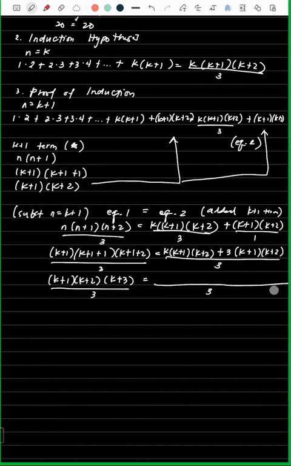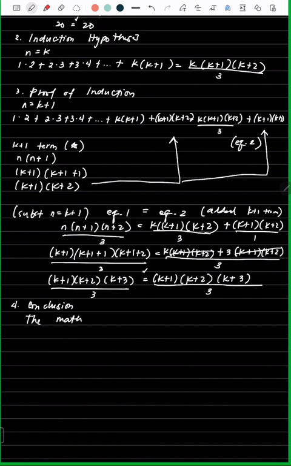So again, if you're going to observe the numerator, there are similar terms. So what are the similar terms? The similar terms are k plus 1 and k plus 2. So if I'm going to remove this k plus 1 and k plus 2, the remaining term on the first would be k. Again, if I remove k plus 1, k plus 2, the remaining term is 3. So as you can see, the left is already equivalent or equal to the right.